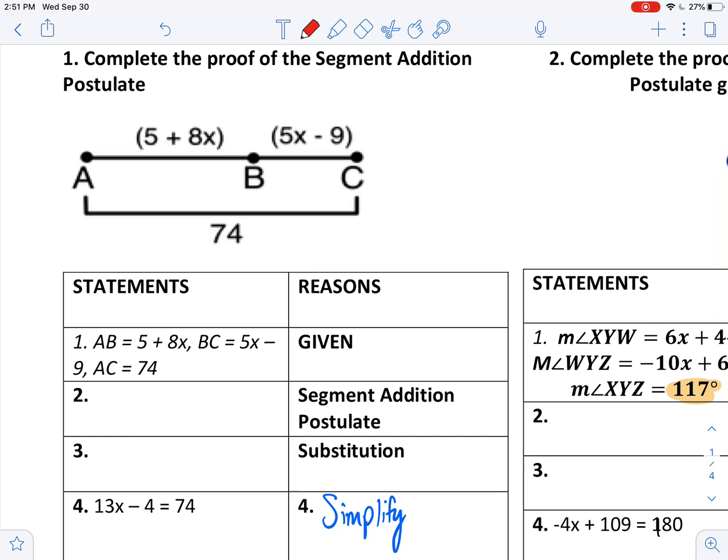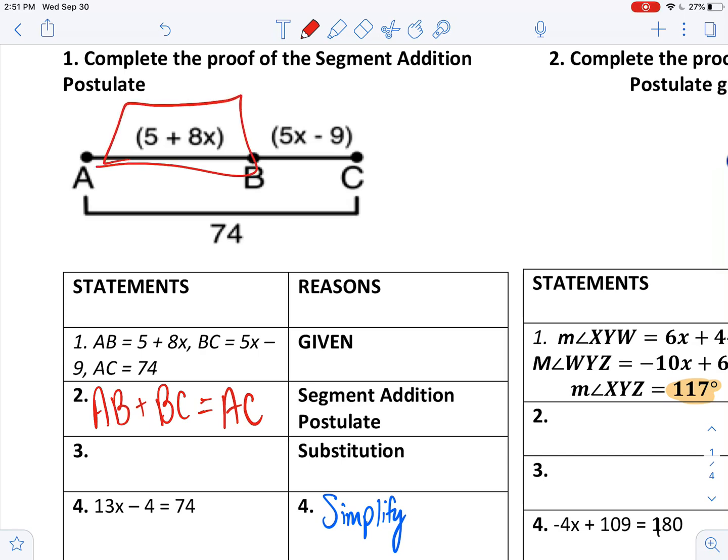So my segment addition postulate, if you remember, tells me that I can add up the two smaller pieces of a segment to get the full segment. If I wanted to write that out, I would write it out as AB plus BC equals AC. And then you can see that it's prompting me to substitute in those known values in my next line. So let's check out what those values are.